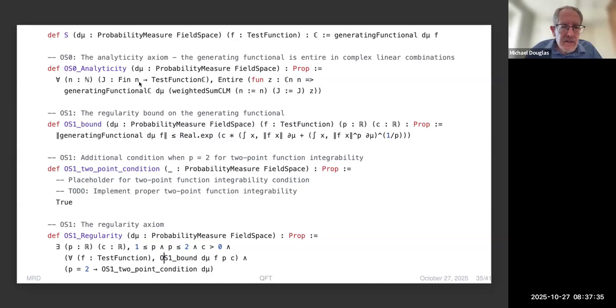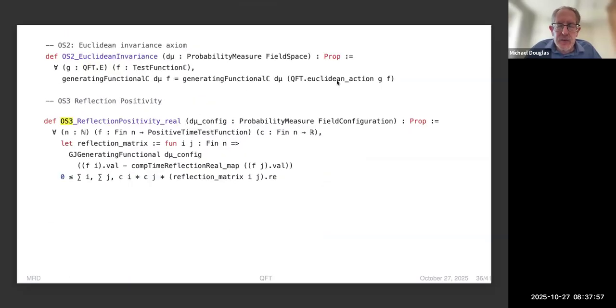We have a finite set of complex test functions, and then we substitute those into this generating function of the correlation functions, and it's entire in all these variables z. So that's how you would say something like this. Regularity, this is kind of copying the expression I had on the slide. Euclidean invariance: for all G, which live in this Euclidean group, and all test functions, the generating functional is invariant under the Euclidean action of this G.